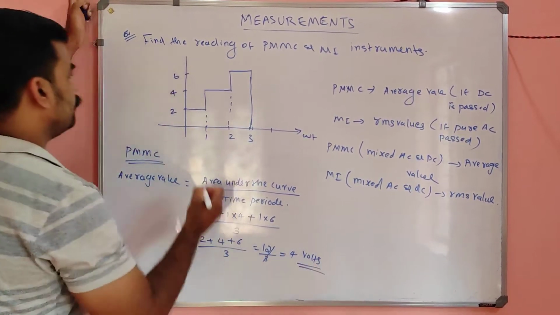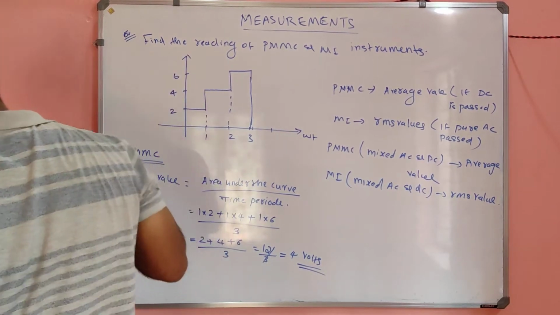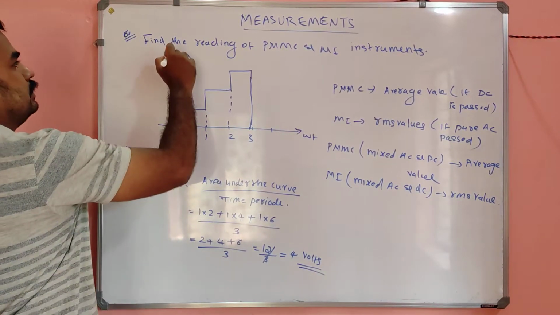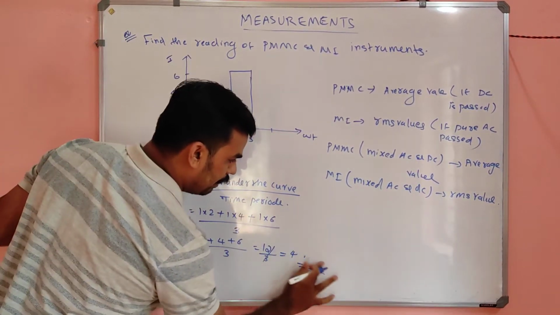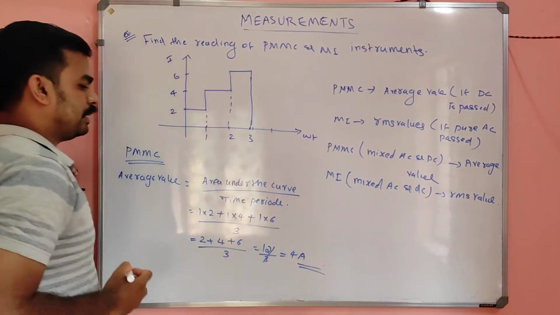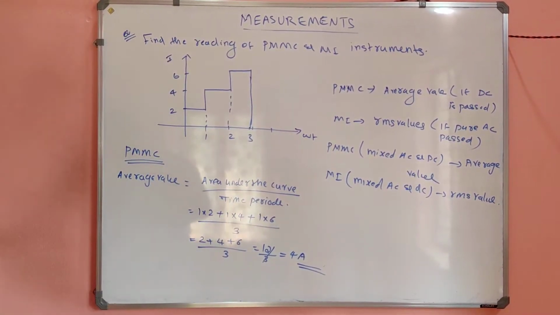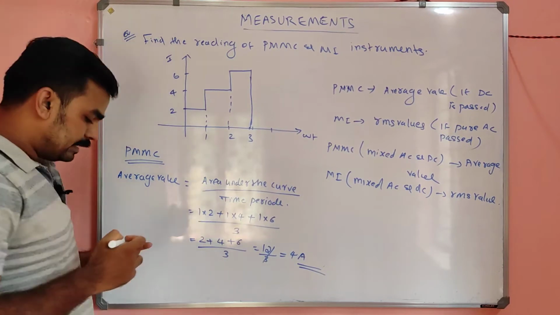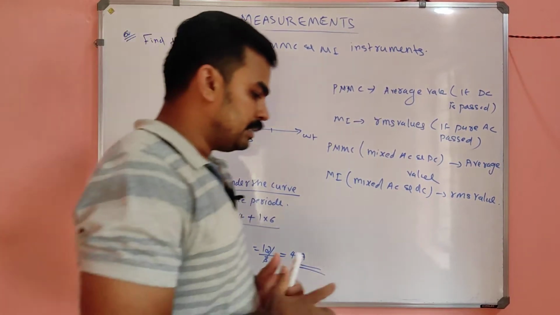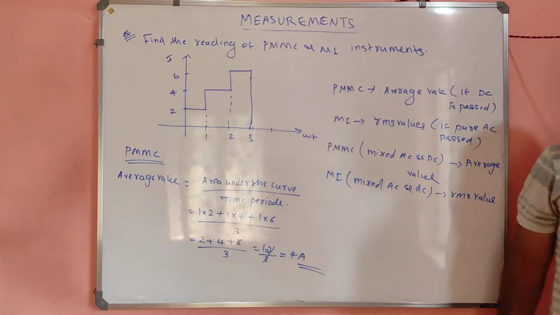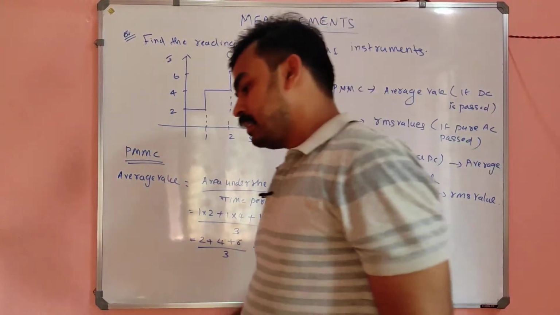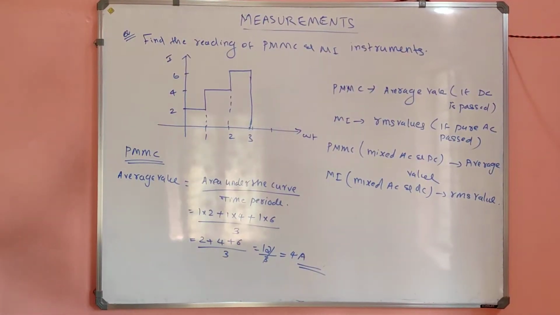If it is in volts... it is current, right? So it will be ampere. 4 ampere will be the average value. Is it clear, my dears? Very easy, right? We already did some problems regarding this type of average value concept, so it is very easy.